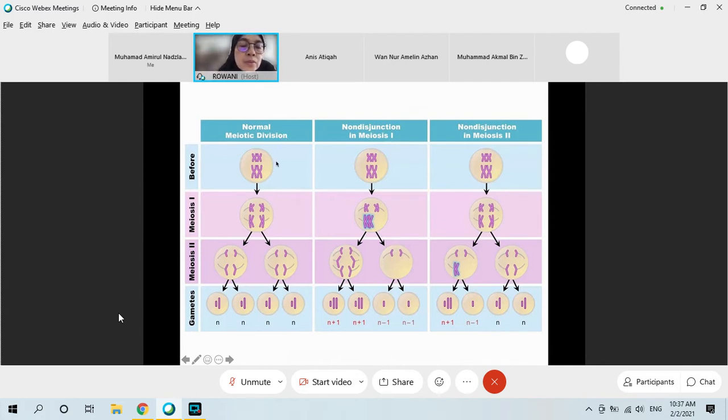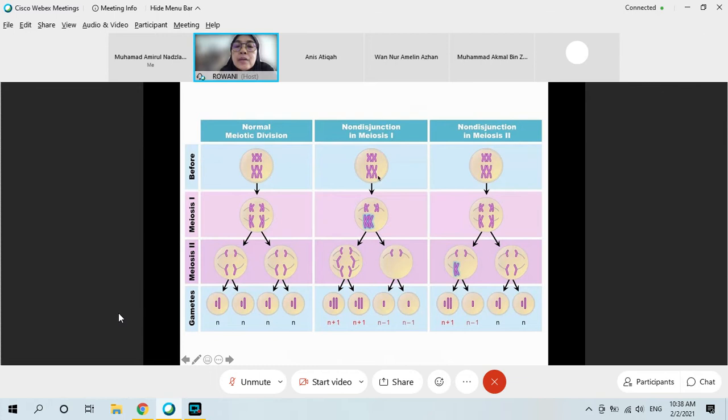So during meiosis, this is the cell before division. During meiosis 1, it divides into two daughter cells, but each daughter cell at this point is still diploid in structure, and during meiosis 2, it further divides into two daughter cells, which are haploid. And at the end of the day, you get four daughter cells, all of which are haploid structures.